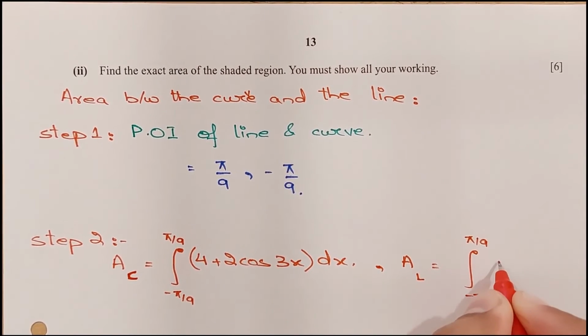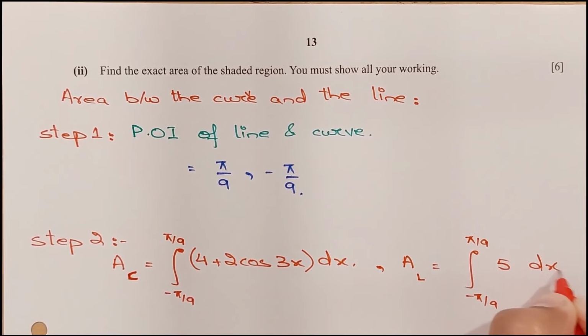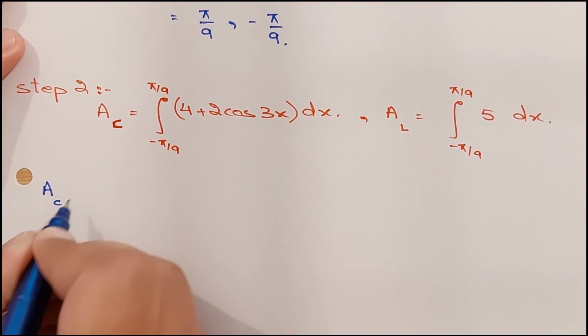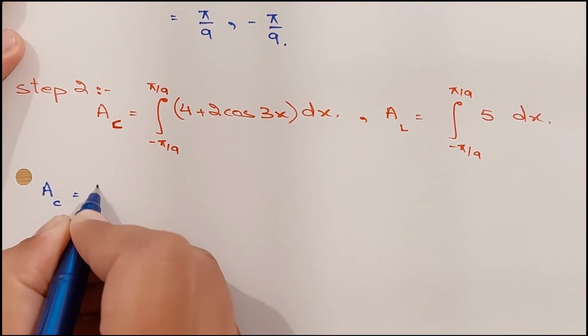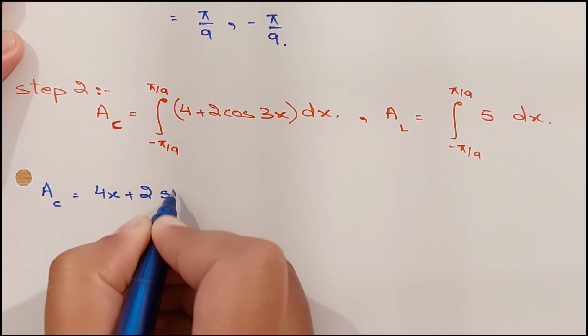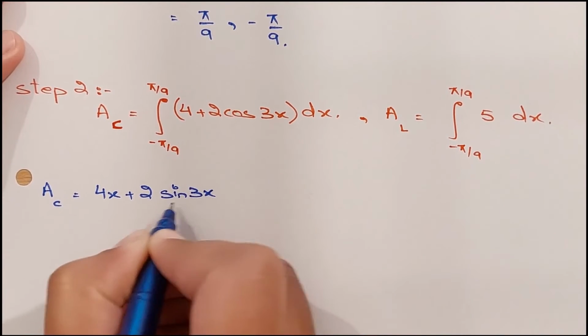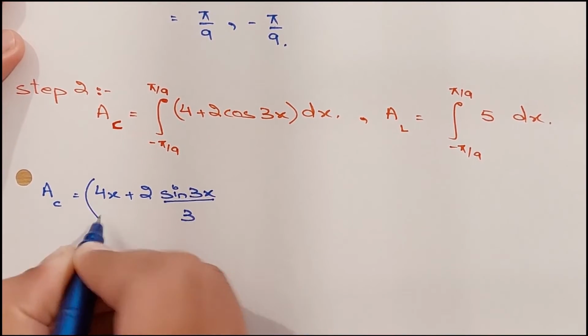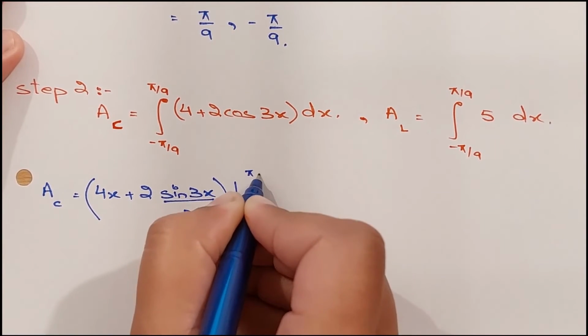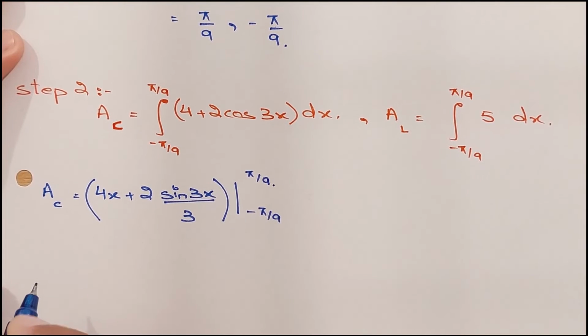The line is y equals 5, so we have 5 dx. Okay, let me solve the area of the curve first. That is 4x plus 2. The integration of cos is sin 3x divided by 3, and putting the limits, the upper and the lower, minus pi by 9 to plus pi by 9, right?